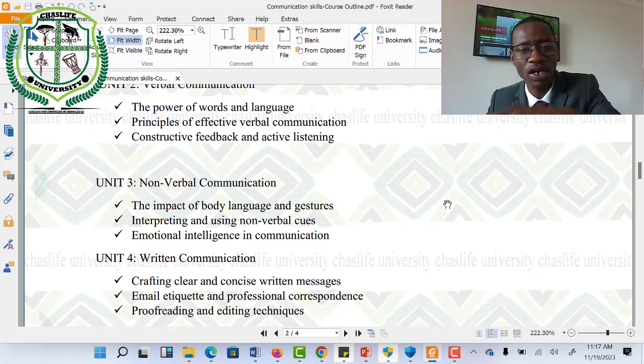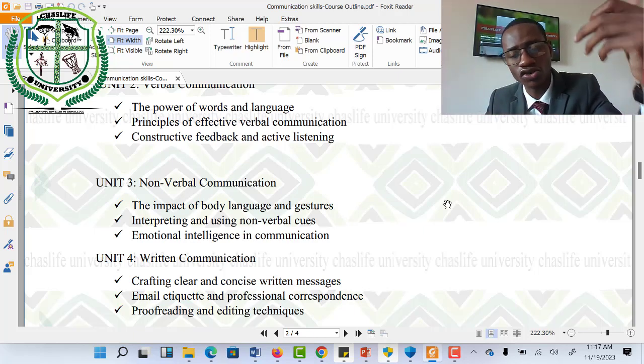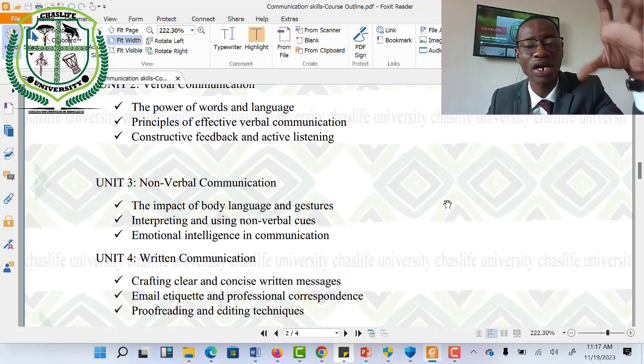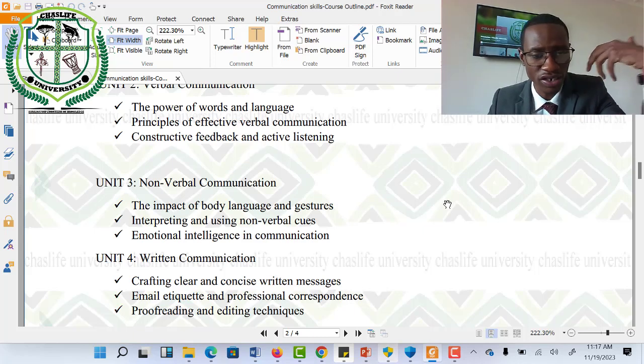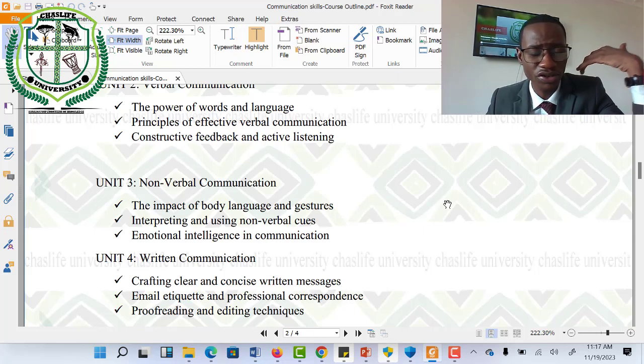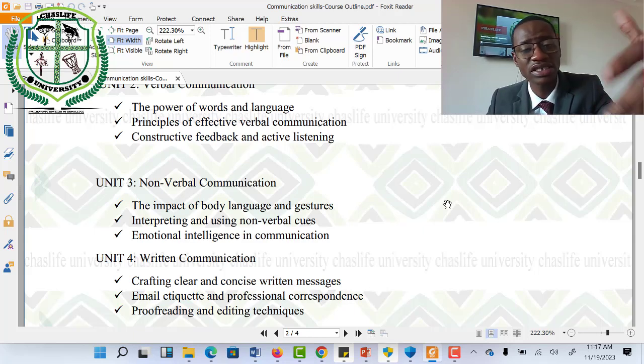Unit 3, we're going to look at non-verbal communication. So remember, in unit 2 we were looking at verbal communication. In unit 3, we're going to look at non-verbal communication. Under this A, we're going to look at the impact of body language and gesture, the impact of interpreting and using non-verbal cues, and thirdly, emotional intelligence in communication.